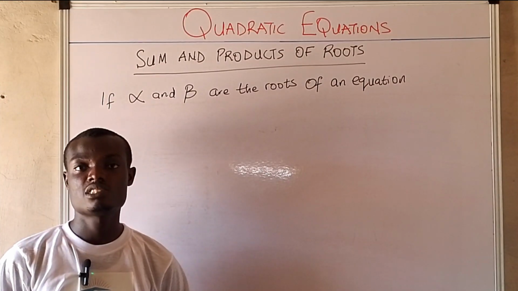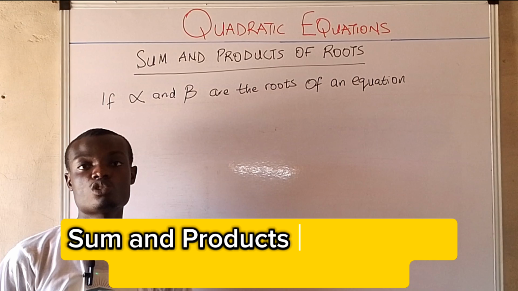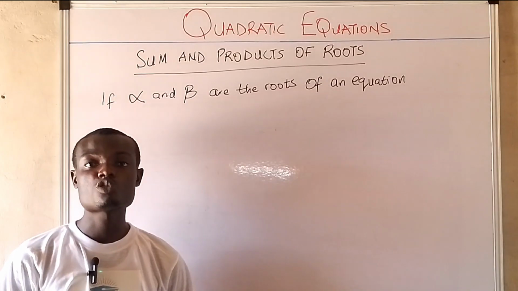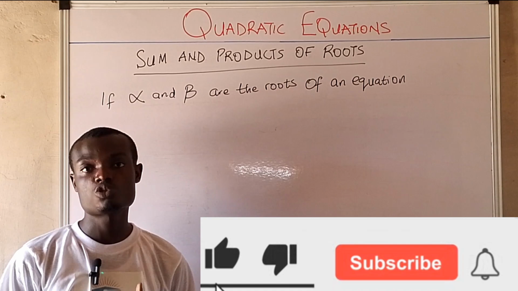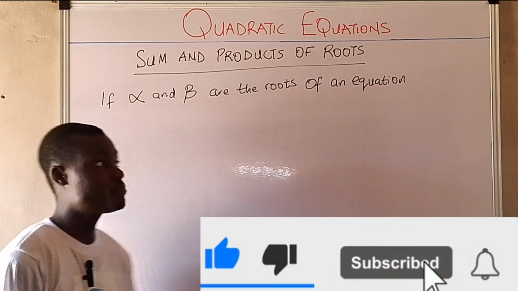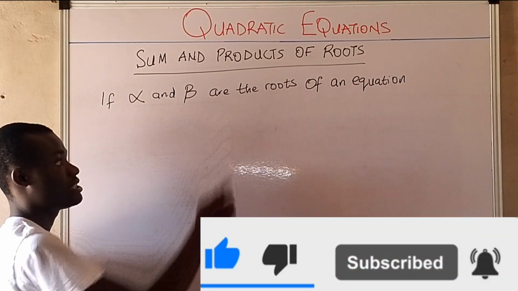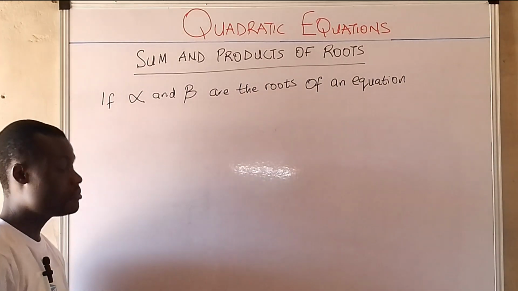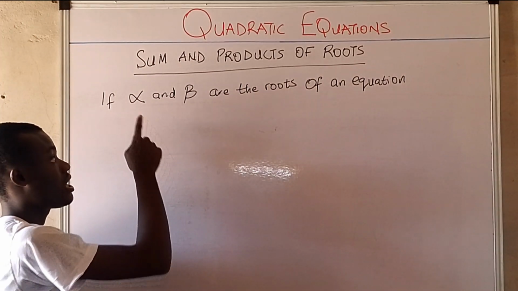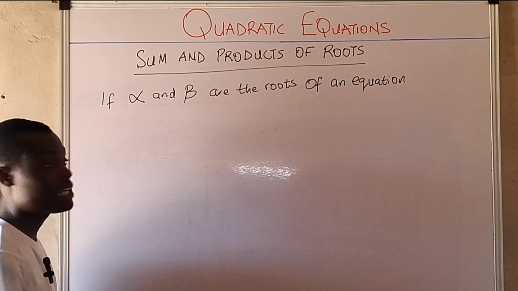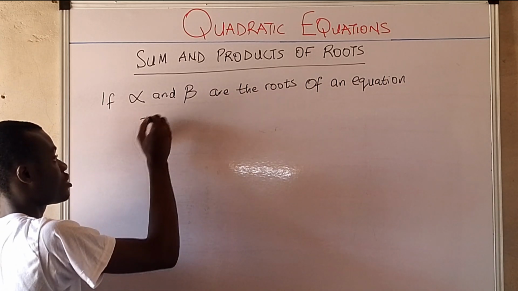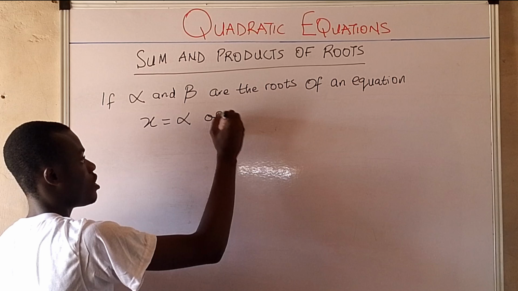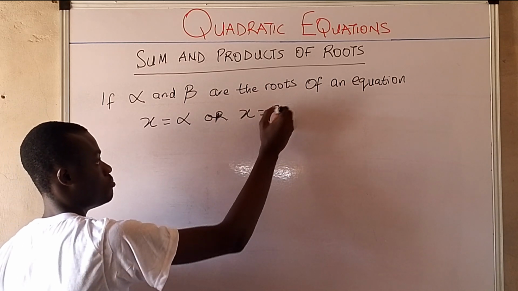Lastly, in this video lesson, we are going to look at the sum and product of the roots of a quadratic equation. Remember that the roots of a quadratic equation are the values of the unknown. This part says if alpha and beta are the roots of an equation, then what do we have? It simply means that the unknown values are alpha and beta. So let's say the unknown is x. We have x equals alpha, or x equals beta.